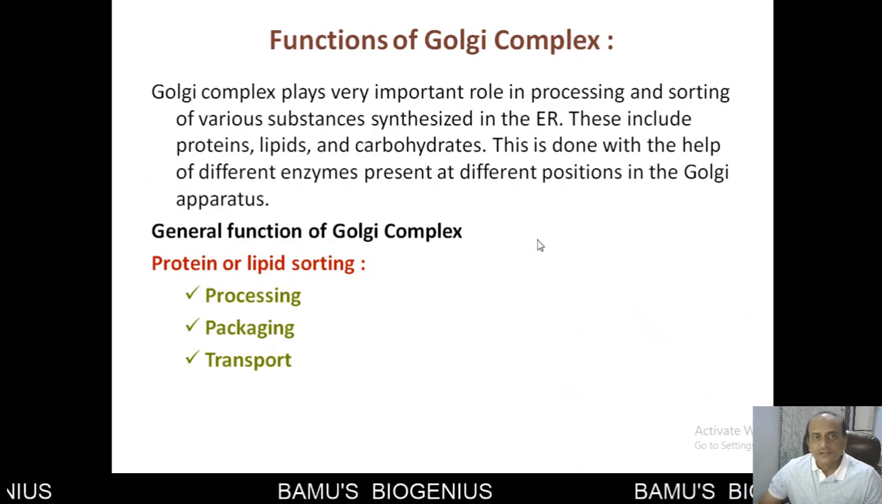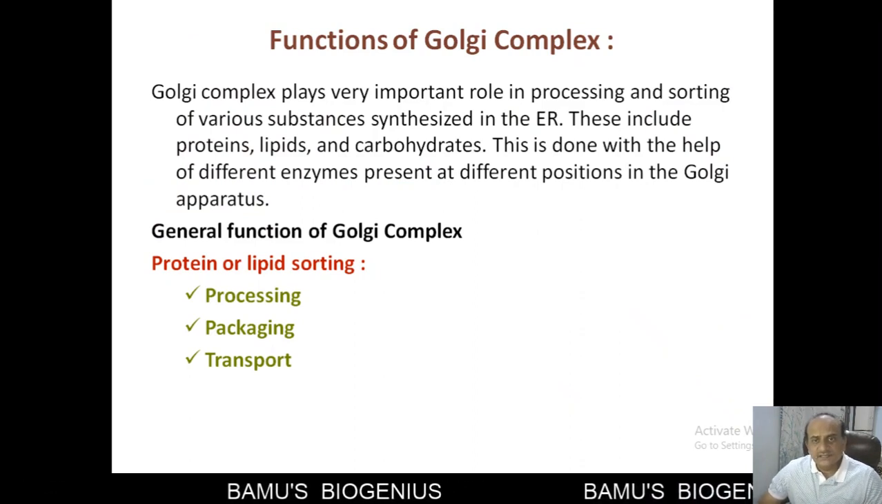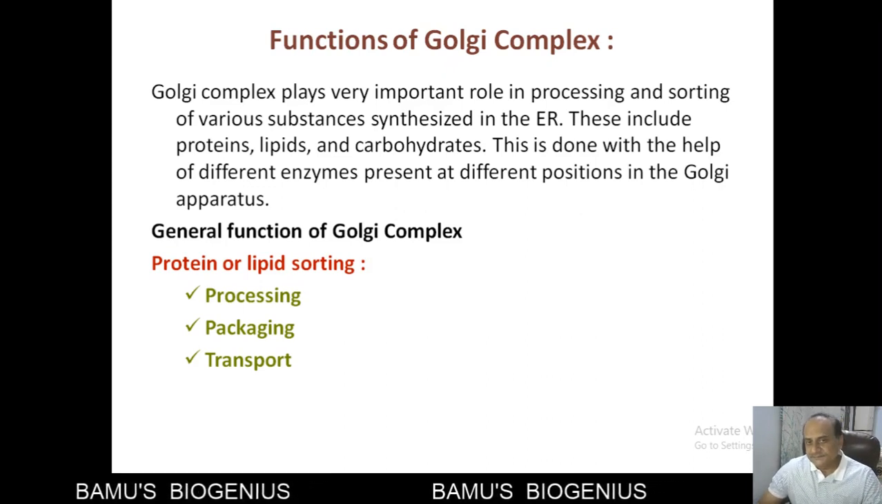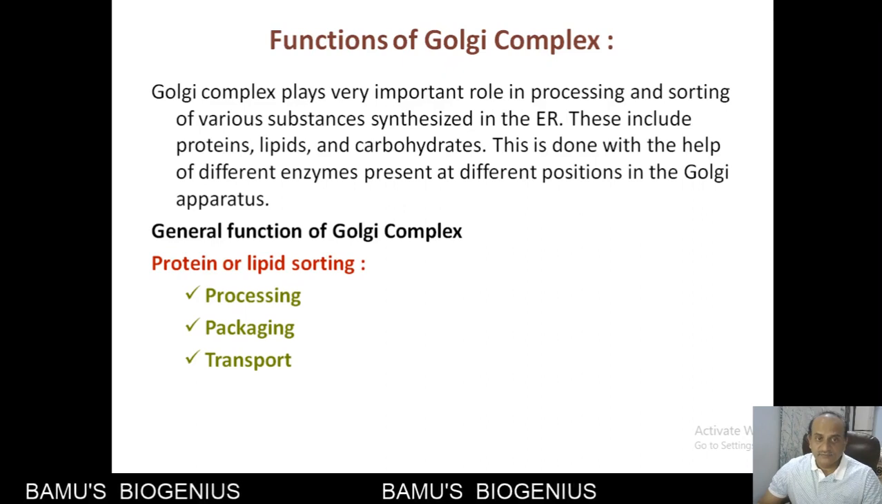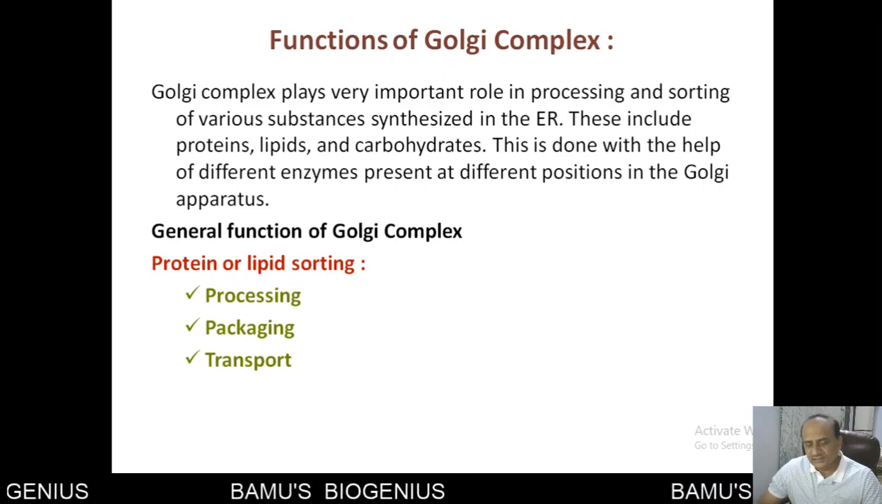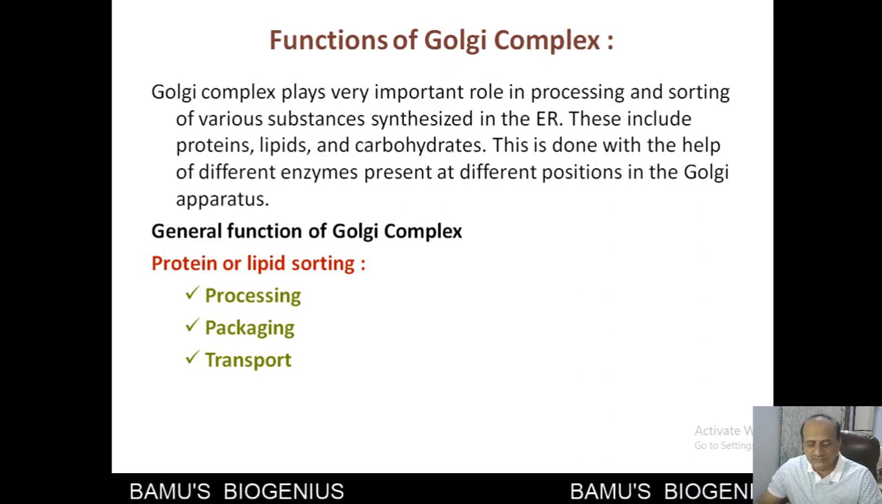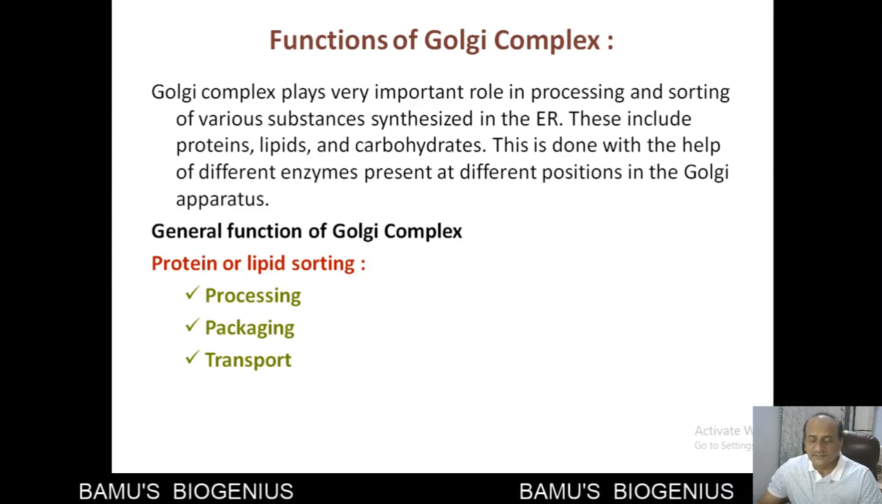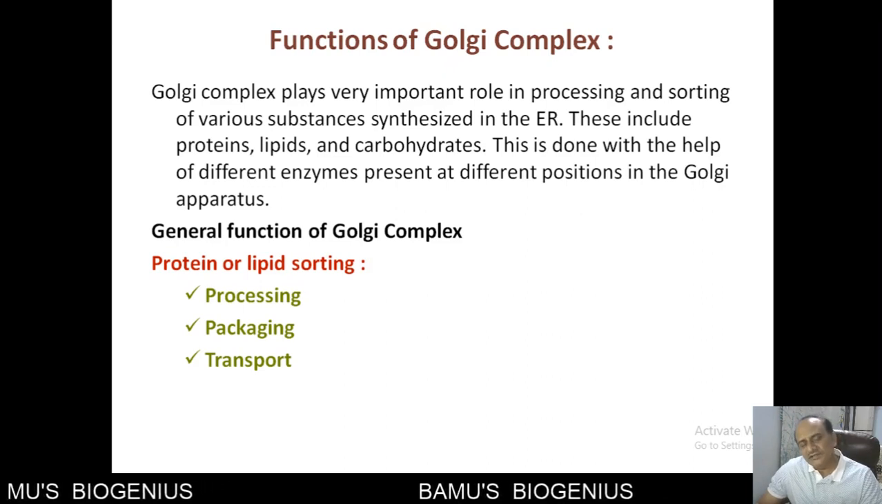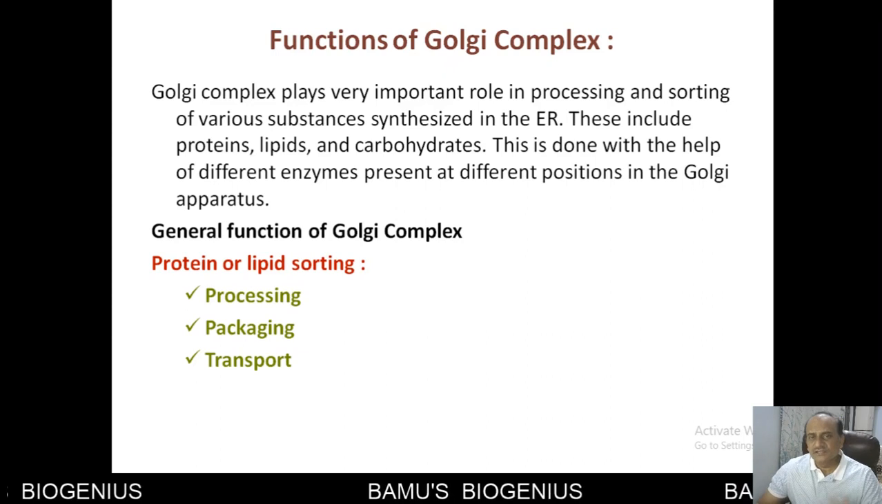Then, if we see the functions of a Golgi complex, the Golgi complex is nicknamed the traffic police of a cell. Now, why is it called the traffic police of a cell? That is because the proteins synthesized in the rough endoplasmic reticulum, and the lipids synthesized in the smooth endoplasmic reticulum, are transported to the various parts of the cell, even to the outside of the cell, and that is through this Golgi complex.